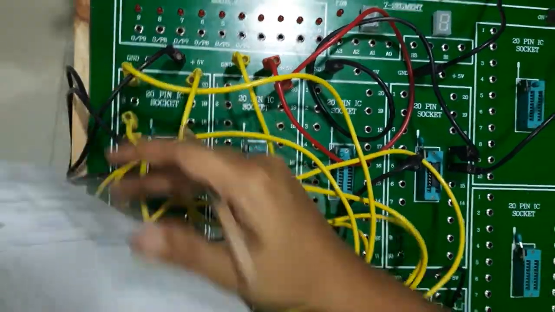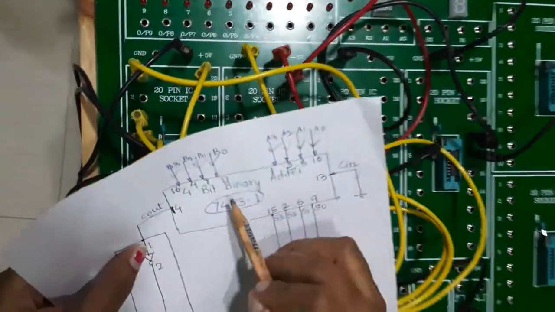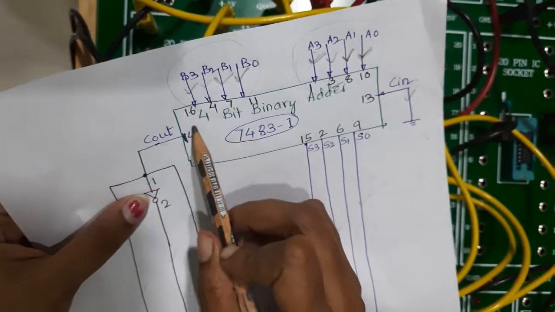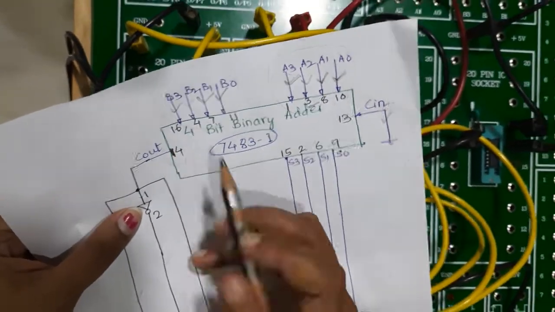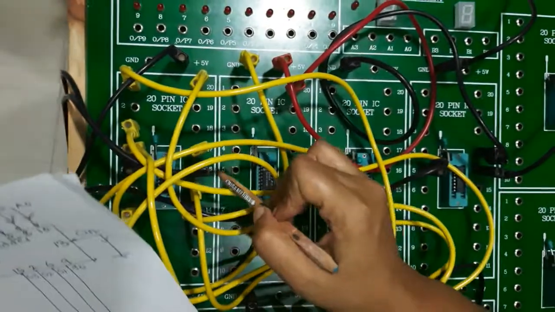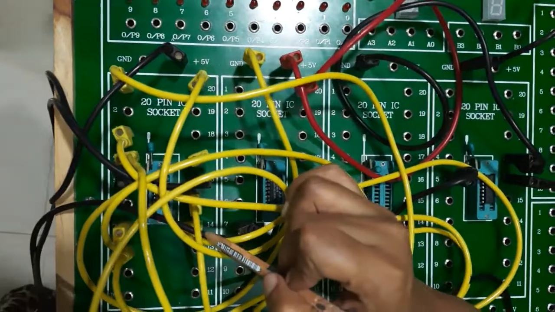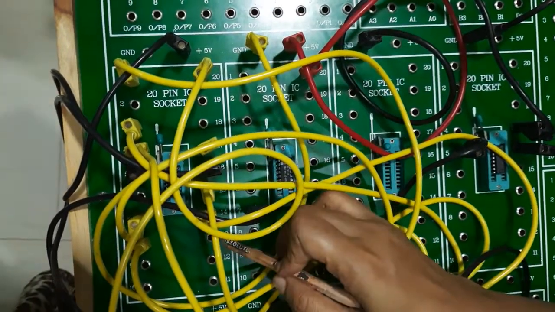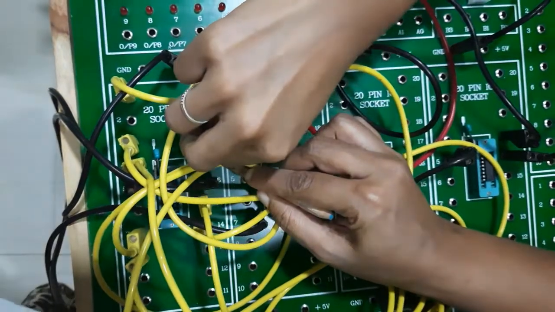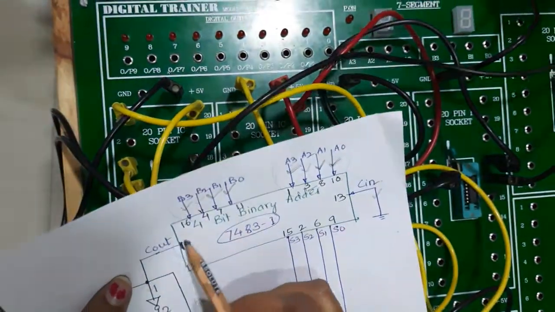So input lines are connected. So these inputs are connected to the first binary adder. Cin is done. VCC and ground are done. Now what is remaining? Now we have to use this Cout. Okay. So what is Cout? The 14th pin. So we have to get the 14th pin of the first binary adder. So 14 pin is 9, 10, 11, 12, 13 and 14. So this is my 14 pin. What we have to do with this 14 pin?